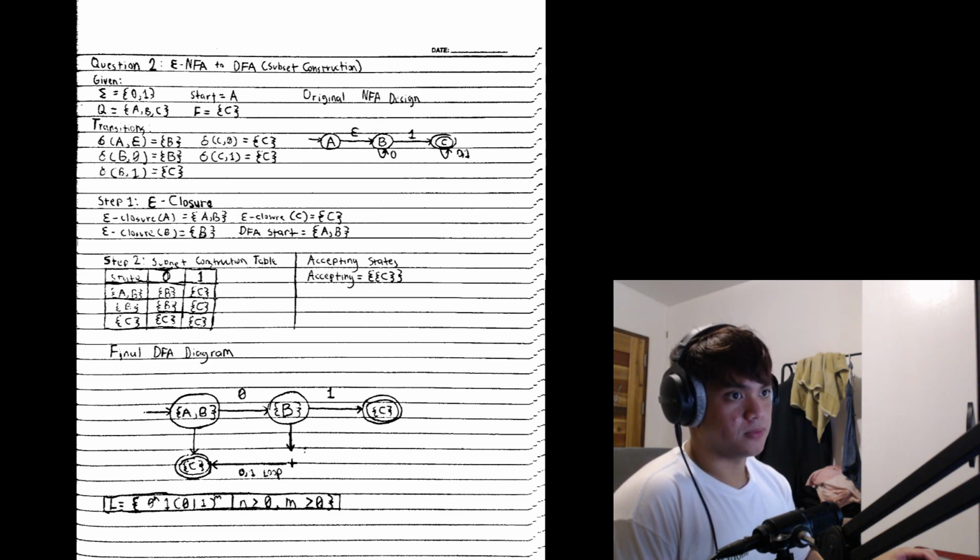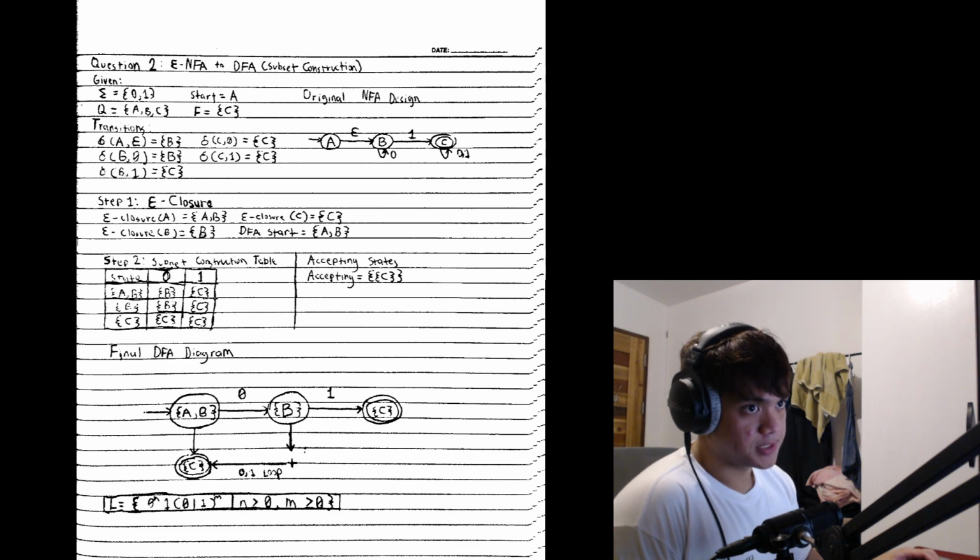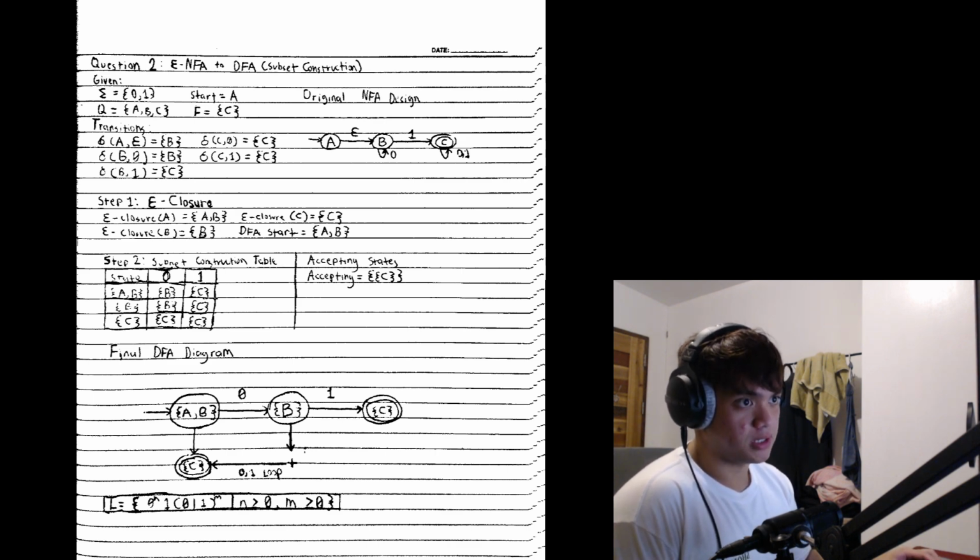From AB on input 1, A has no 1 transition, B goes to C on 1, so we get C, another new DFA state. From state B on input 0, B goes to B, so we get B. It loops to itself. From B on input 1, B goes to C, so we get C. From state C on input 0, C goes to C, so C. From C on input 1, C goes to C, so C. All reachable DFA states found: AB, B, and C. Step 3. Label DFA states. For clarity, I label these as Q0 equals AB, Q1 equals B, and Q2 equals C.